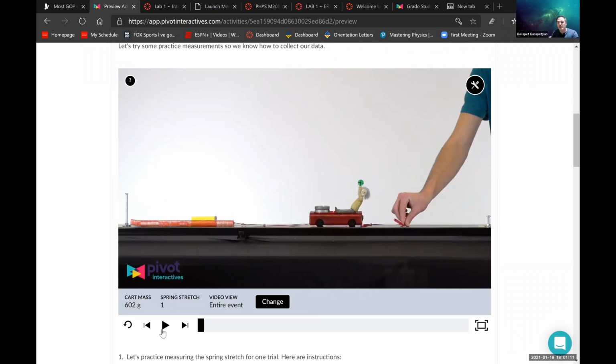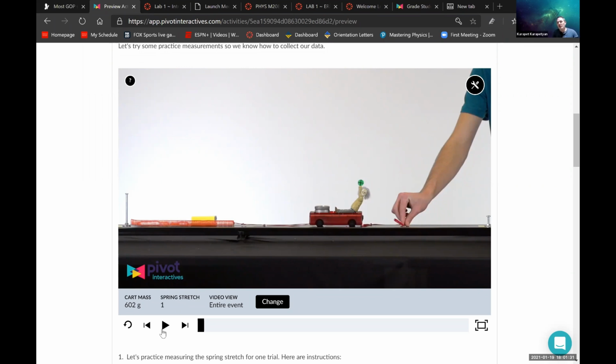We have an unstretched spring, and it's connected to an object by a string. So when we pull the cart to the right, we're also stretching the spring. Then when we release, the spring force is going to pull the cart to the left toward equilibrium, and the object, from rest, is going to start speeding up.